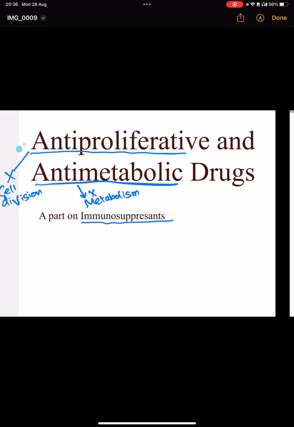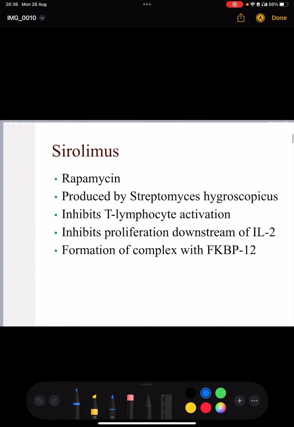The first drug we're going to be talking about is sirolimus. Sirolimus, its important other name is rapamycin. They are both generic names. It is produced by a bacteria by the name of Streptomyces hygroscopicus. That's not that important. What is important is its mechanism of action. It works by inhibiting T lymphocyte activation and inhibiting the downstream proliferation of interleukin 2, to prevent the immune cascade from fully getting activated. And it does so by forming a complex with FKBP12. Its receptor is named FKBP12.